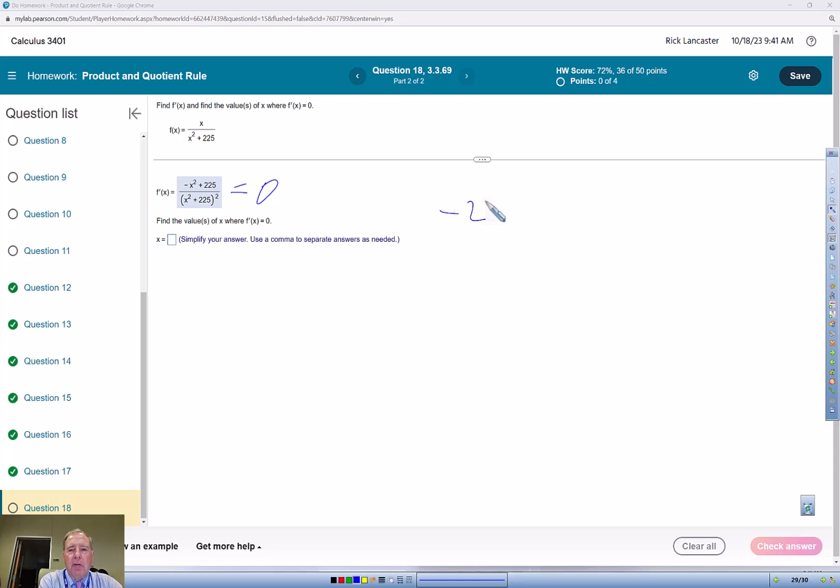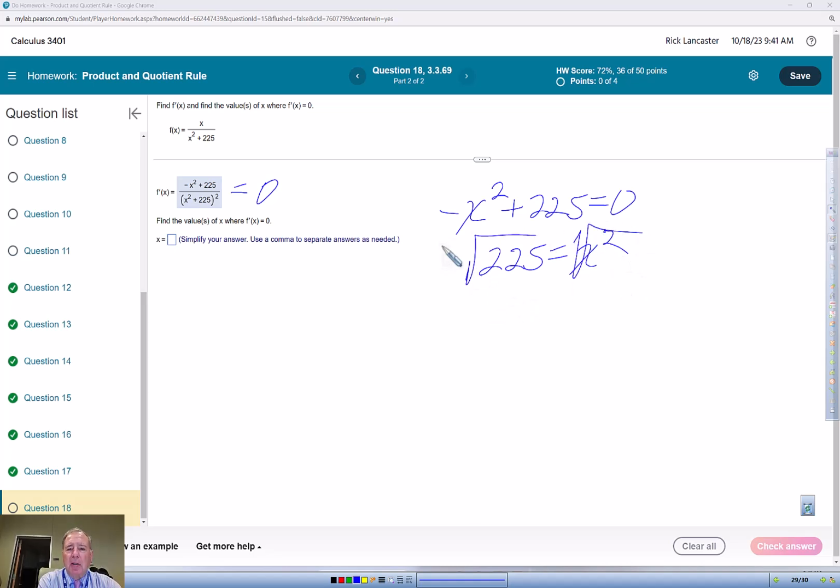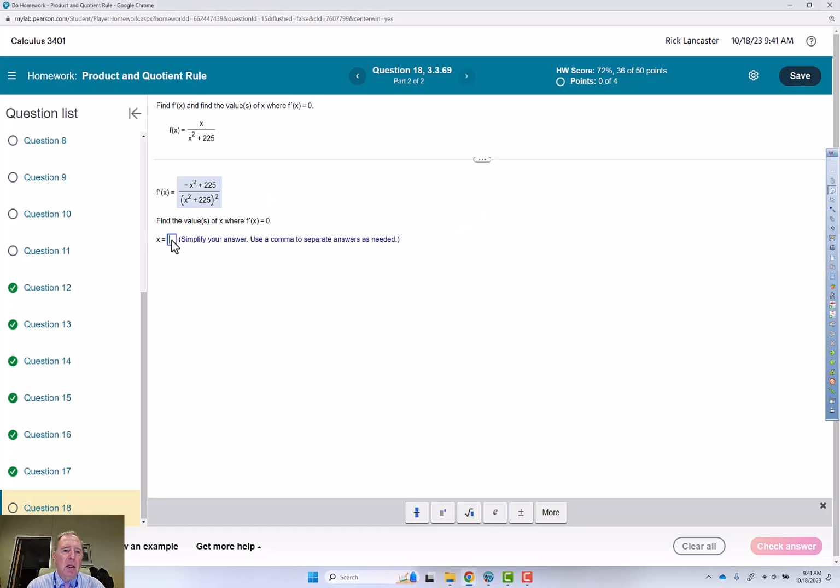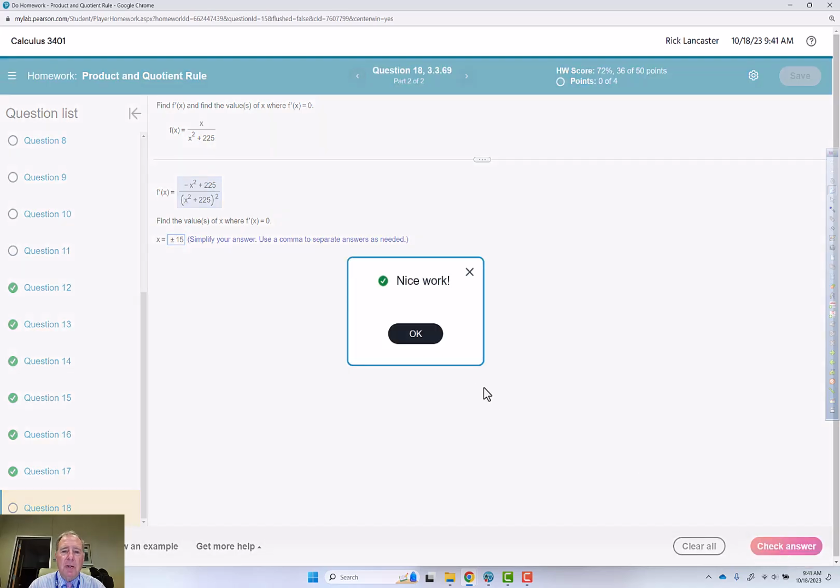So all we have to do is take the numerator and set that equal to 0. So that's 225 equals x squared. Take the square root of both sides, but I need to put in a plus minus. So x equals plus or minus 15. And we can actually use the plus or minus symbol here, or we could have done negative 15 comma 15. We'll check that answer, and now I'll show you the workflow in the calculator.